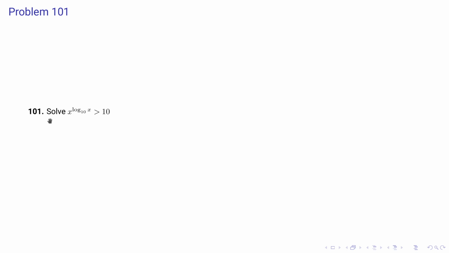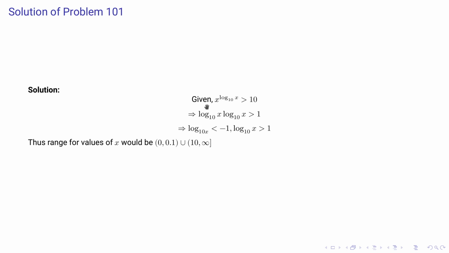Problem 101 says: solve x to the power log of x with base 10 greater than 10. So we take log with base 10 on both sides. The left hand side becomes log of x with base 10 into log of x with base 10 greater than 1. That is, log of x with base 10 whole square greater than 1. So the ranges would be that log of x with base 10 less than minus 1 and log of x with base 10 greater than 1.